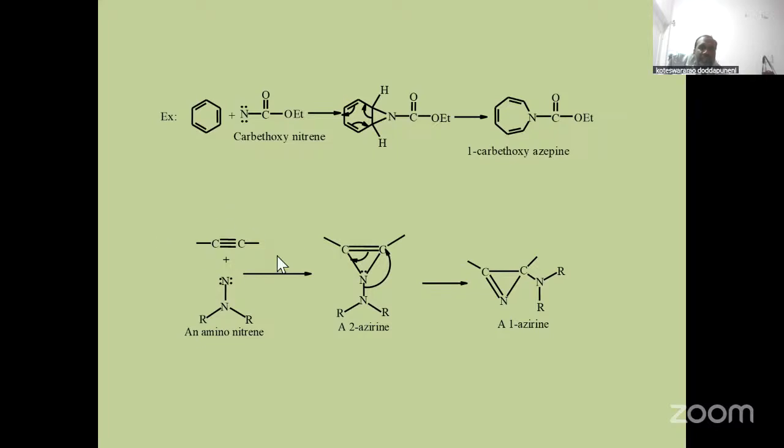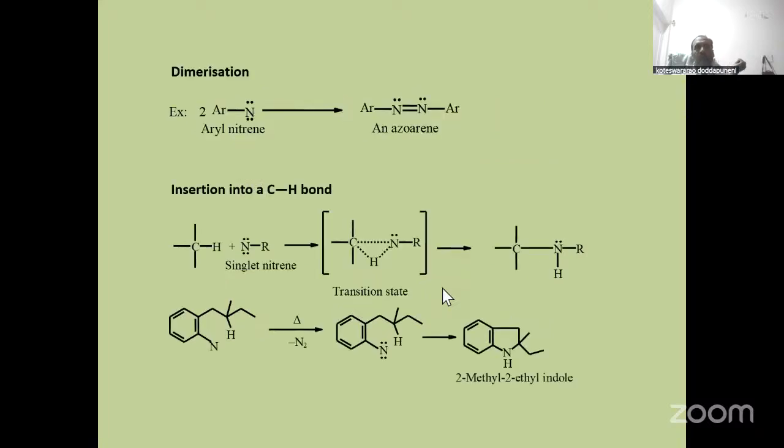This is the alkyne. Alkyne also undergoes the addition with the amino nitrene that leads to the formation of 2H-azirine, which is further rearranged to produce 1H-azirine. Next, dimerization. Aryl nitrene undergoes dimerization that leads to the formation of azoarenes.